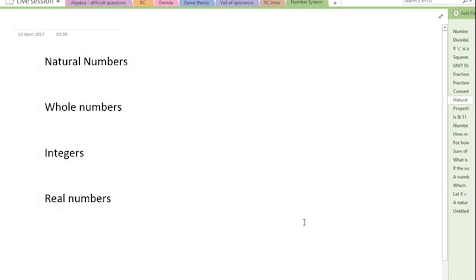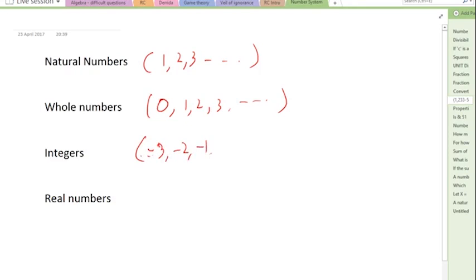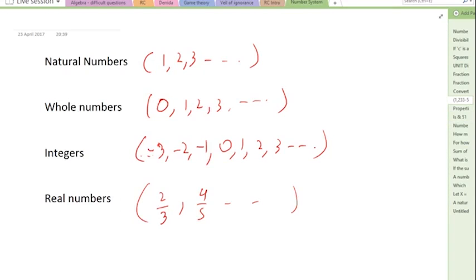Just for covering this, I'm not going to spend any time on this, but natural numbers are 1, 2, 3, 4, and so on. Whole numbers will include 0 also, so 0, 1, 2, 3, and so on. Integers would include negative numbers, so minus 3, minus 2, minus 1, 0, 1, 2, 3, and so on. And real numbers will include fractional numbers also, so anything which can be written in p by q form. Just to show that you know the definitions, in case you don't, it might be worth opening up a book and seeing them again as well.